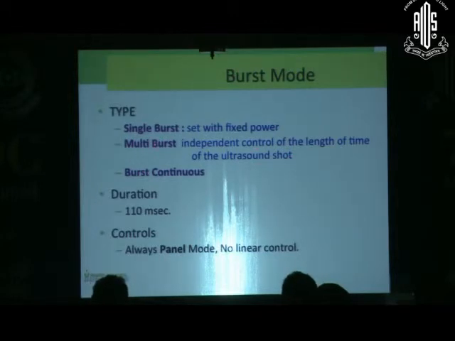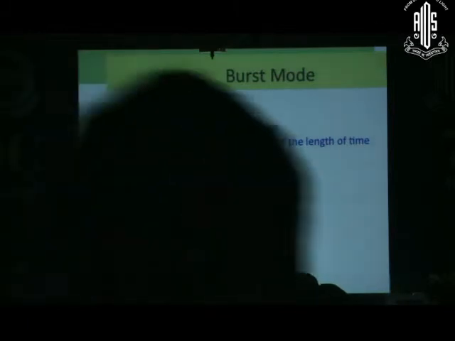Now coming to the burst mode. The burst mode is also a way of varying the power. You can have a single burst where it is set with a fixed power. You can have multiple bursts. The power would be fixed, but the length of time between each burst can be varied. And then you can have burst at a continuous mode. The duration is usually fixed, 80 milliseconds, some machines 110 milliseconds. The control over here is always the panel mode. There is no linear control. You set the panel mode in whatever power you want.